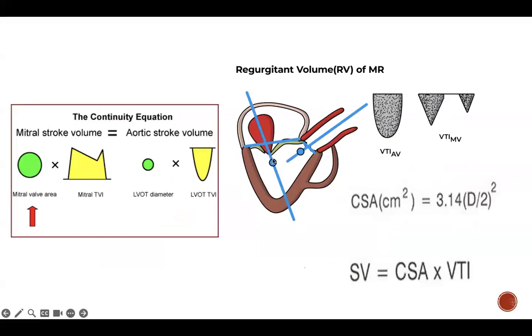So again, the volume is equal to the area multiplied by the VTI.